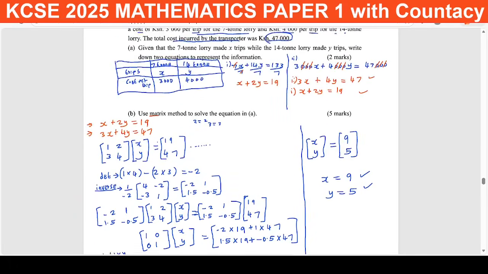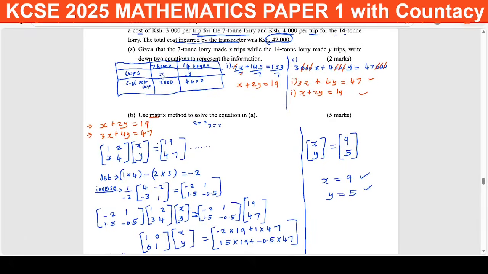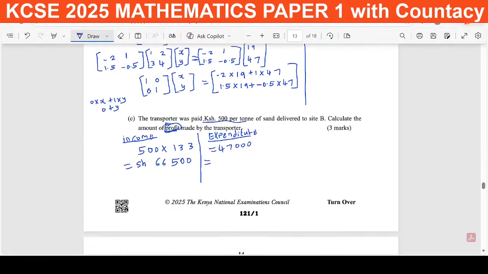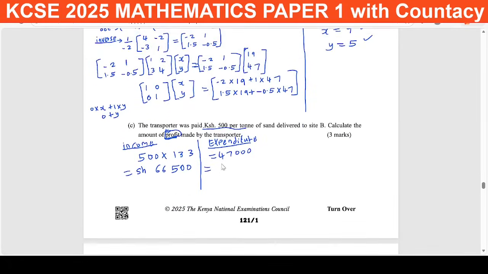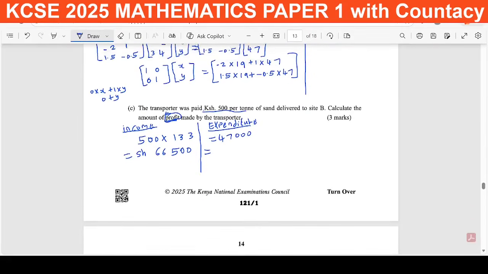And actually, to test if you did the correct thing as you worked out this question, you can take this 3,000, the cost per trip, and multiply by x. What was x? x is the number of trips made. So let's do 3,000 multiplied by 9. We write it here.